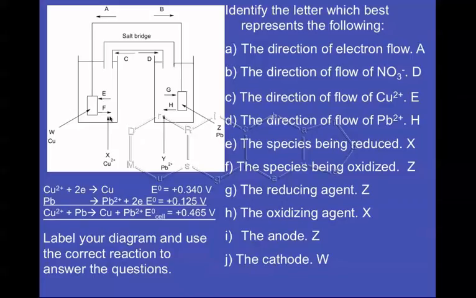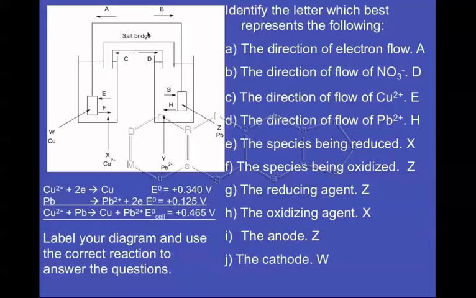So if the copper 2 plus is plating, that means the copper 2 plus is disappearing. If the copper 2 plus is disappearing, it doesn't need nitrate anymore. Over here we see the lead is turning into lead 2 plus. The lead 2 plus wants the nitrate. So the nitrate will travel from the copper side to the lead side. So it will travel in direction D.